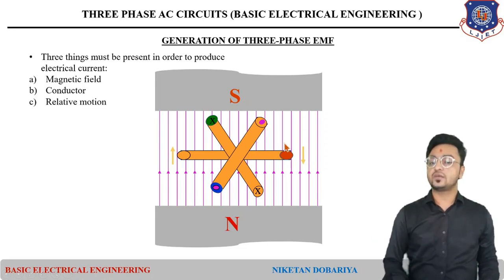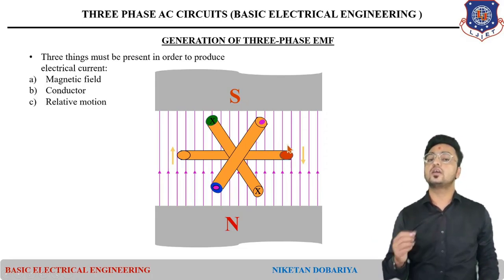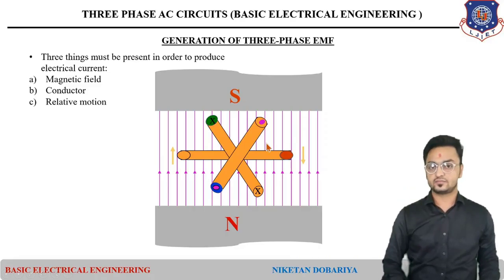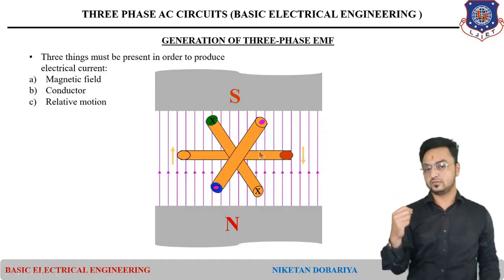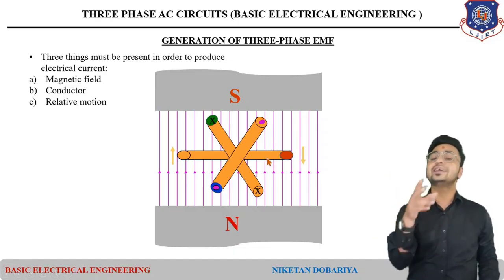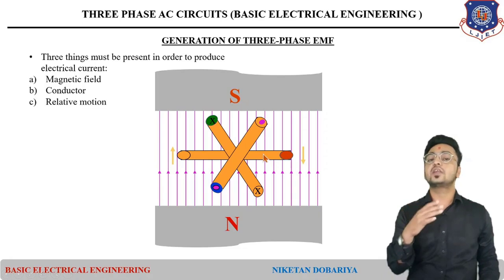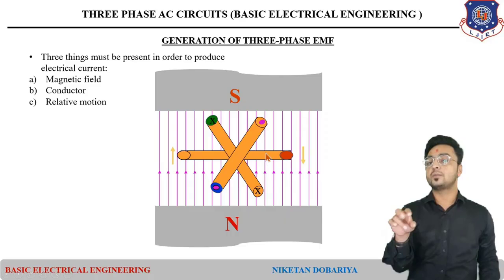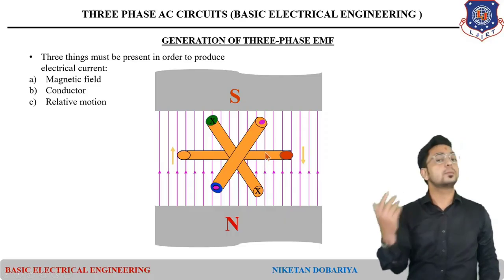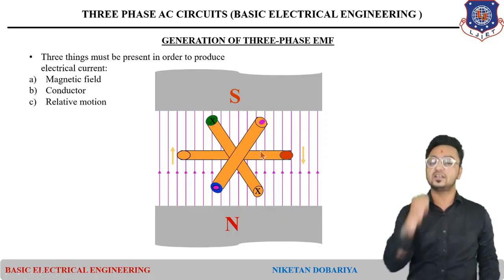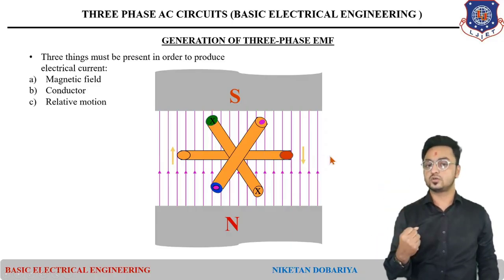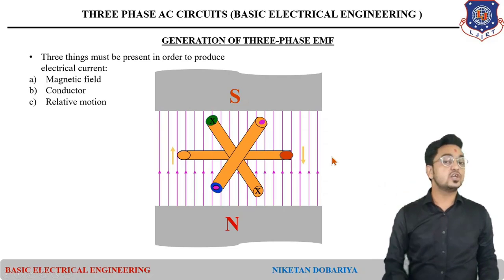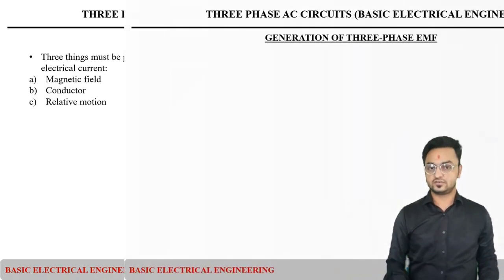And in that magnetic field, we have put three coils or three conductors. If we just put those coils or conductors into the magnetic field, magnetic flux will link with the conductor or coil, but it cannot generate EMF in a steady state condition. But if we provide motion, maybe to the magnetic field or maybe to that coil or conductor, it will create a relative motion, and because of that relative motion, EMF will be induced in the conductor.